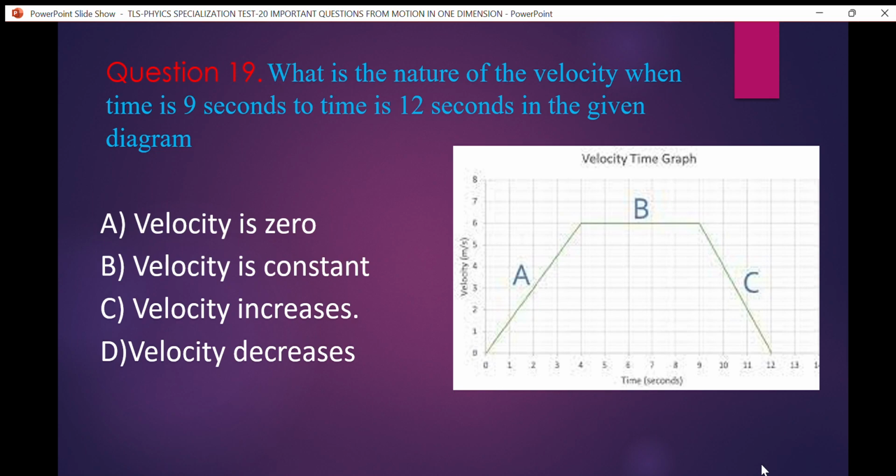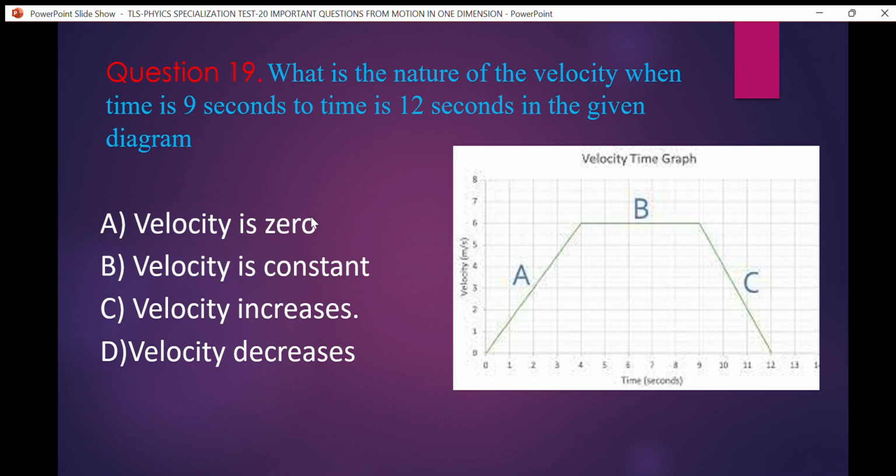Now we go to question number 19. What is the nature of velocity from time 9 seconds to 12 seconds in the given diagram? We just discussed in question number 18 what happens to the body during its motion from time equal to 4 to 9 seconds. Now we are discussing 9 to 12 seconds. You can see that in the velocity graph the velocity decreases, right? As you go from time equal to 9 to time equal to 12, the velocity decreases. There is no increase in velocity, and it does not remain constant.